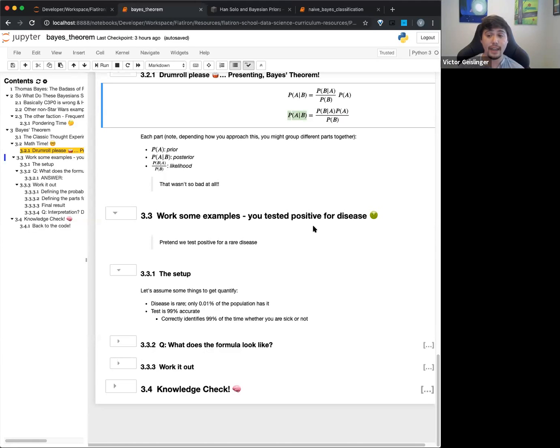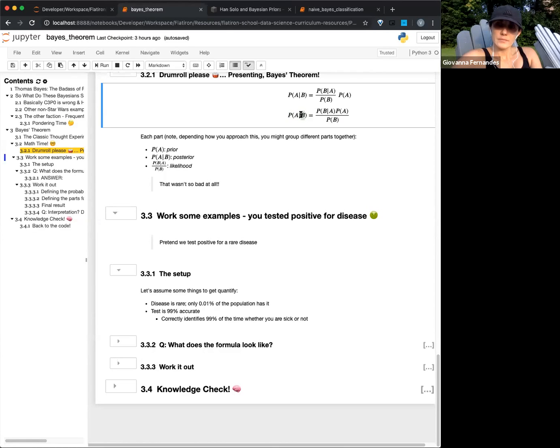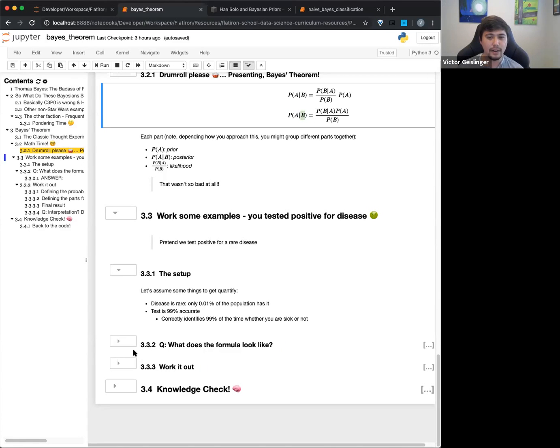Yeah, so the probability of A would be, let's say, the probability of having a disease, right? And that would be our prior, which would be very, very small. What we really want to know is the probability of A given B, like what's the probability of me actually being sick given I tested positive? And that's how we want to phrase it, right? So let's check this out.